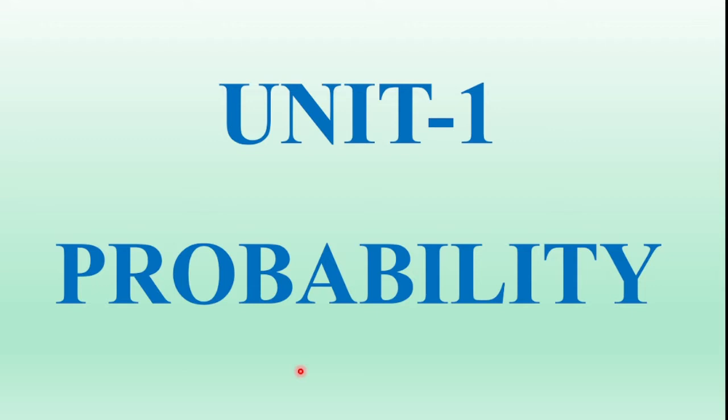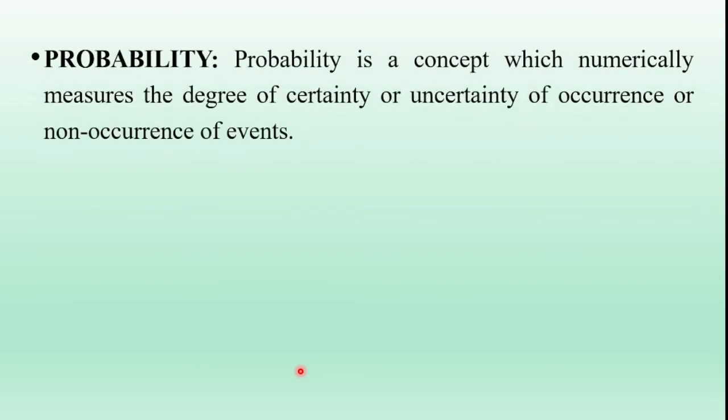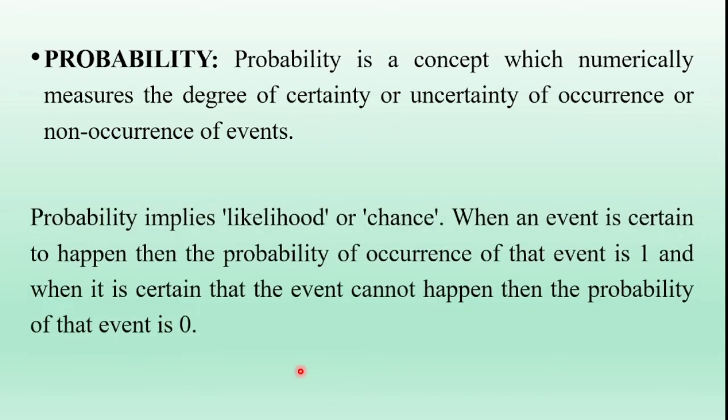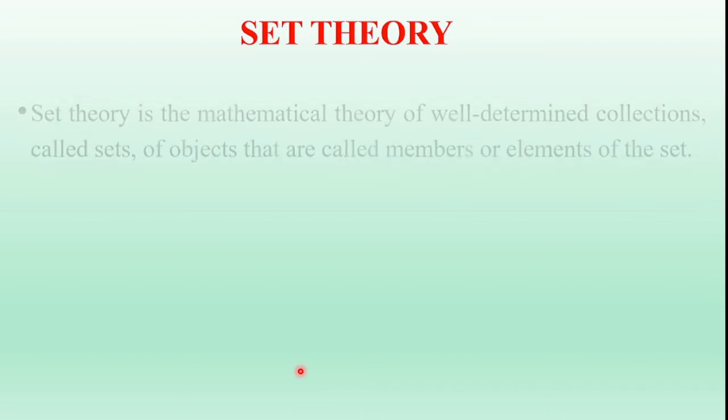Probability is a concept which numerically measures the degree of certainty or uncertainty of occurrence or non-occurrence of events. The probability implies likelihood or chance. When the event is certain to happen, then the probability of occurrence of the event is 1, and when it is certain that the event cannot happen, then the probability of the event is 0. Hence, the value of the probability ranges from 0 to 1.